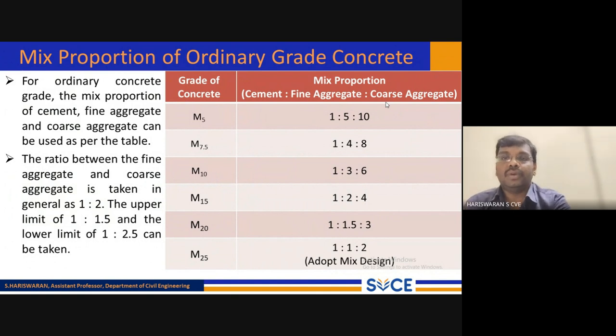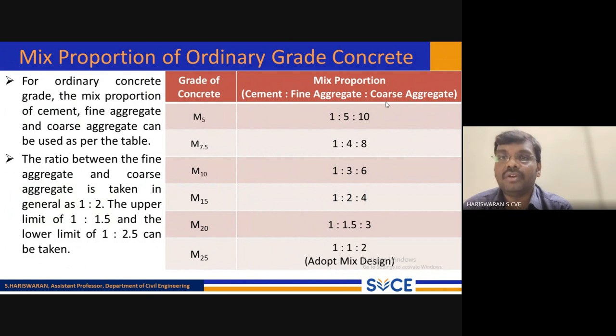Here, for a few grades, we need not follow weigh batching. By volume batching itself we can execute, or weight batching itself we can execute. But for the ratio, we need not go for design. For the ratio I just highlighted here, if you take the material in that ratio, we can achieve the desired strength mentioned.